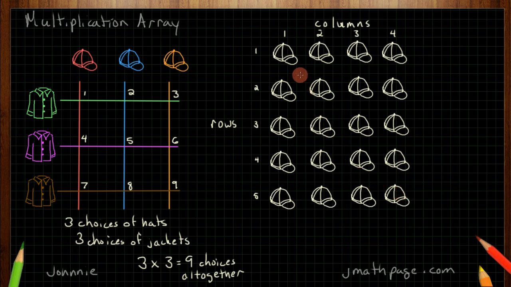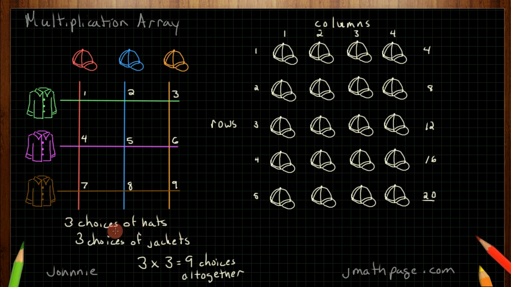So let's work this out together. If we look across our first row, how many hats did we have altogether? Well, we had 1, 2, 3, 4 hats altogether. If we add our second row, 5, 6, 7, 8 altogether now. Add our third row, 9, 10, 11, 12 hats altogether. Our fourth row, 13, 14, 15, 16 hats altogether. And our last row, 17, 18, 19, 20 hats altogether. That's important for us to know.